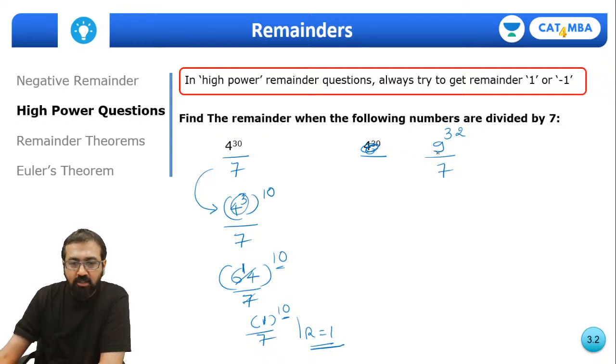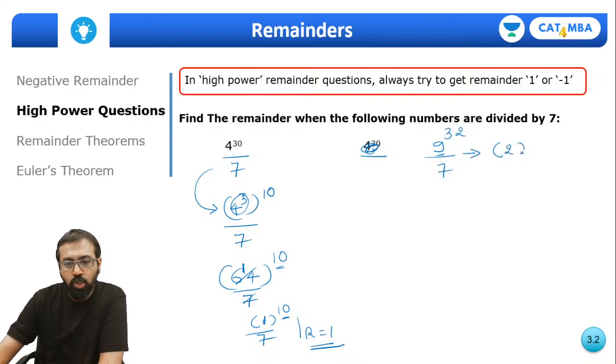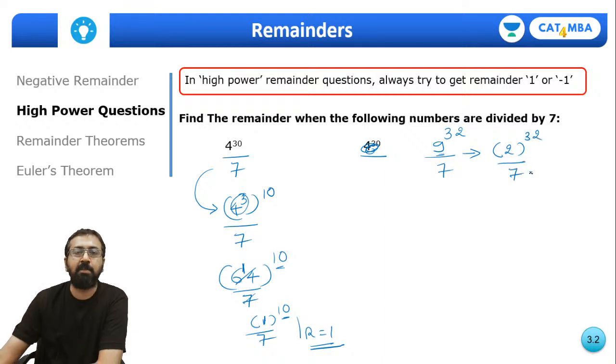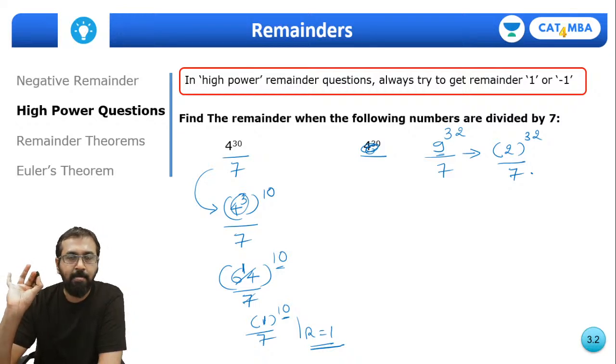See, first of all, this 9 is more than 7. So straight away divide 9 by 7. So then 9 divided by 7, remainder is 2. So our question became 2 raised to 32 divided by 7. As simple as that. Now we need to solve this question.